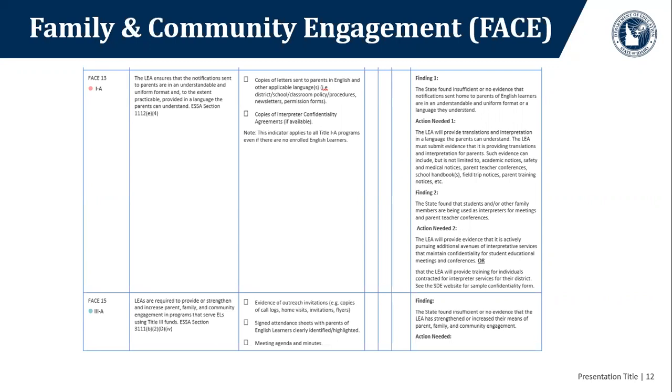So you will want to include in this indicator copies of letters that are being sent to parents in English and other applicable languages. For example, district, school, classroom policies, procedures, newsletters, permission forms, anything that's being sent out to families that you have in a different language, you can add that document into this indicator. And you also want to add copies of interpreter confidentiality agreements if that's applicable and available. So this indicator does apply to all Title IA programs, even if there are no enrolled English learners.